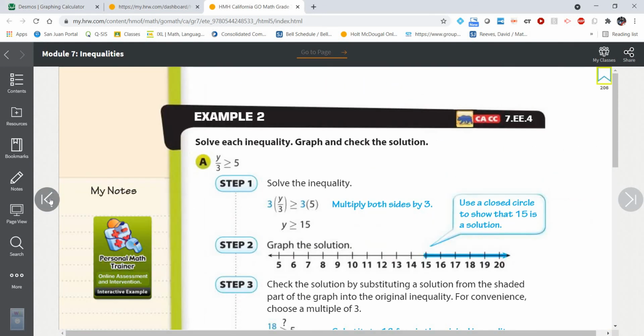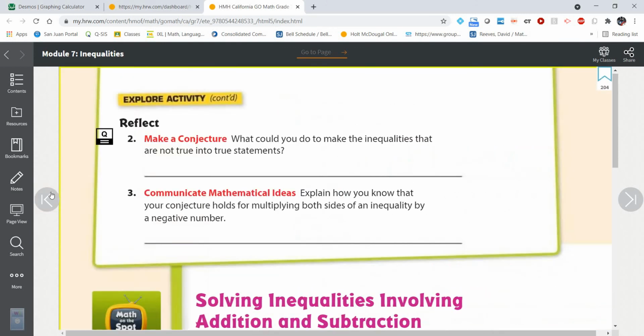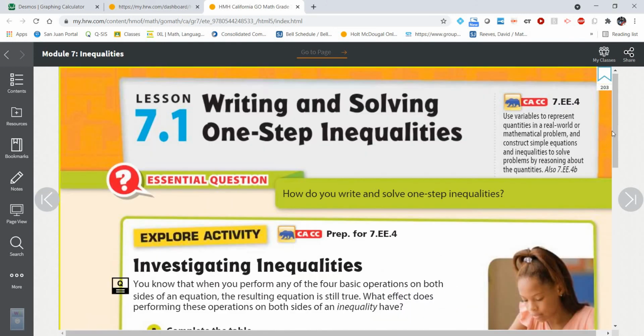Remember, we are using inverse operations. If the inequality involved addition, you subtract. If it involves subtraction, you add. Multiplication, you divide. Division, you multiply. And remember, if you multiply or divide by a negative, you must reverse the inequality sign.